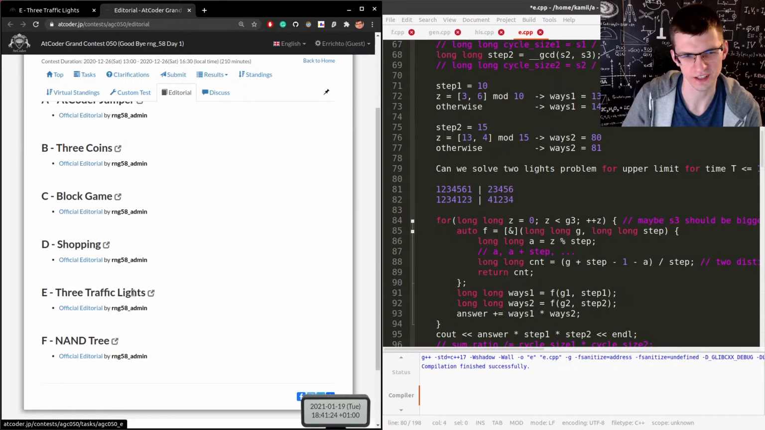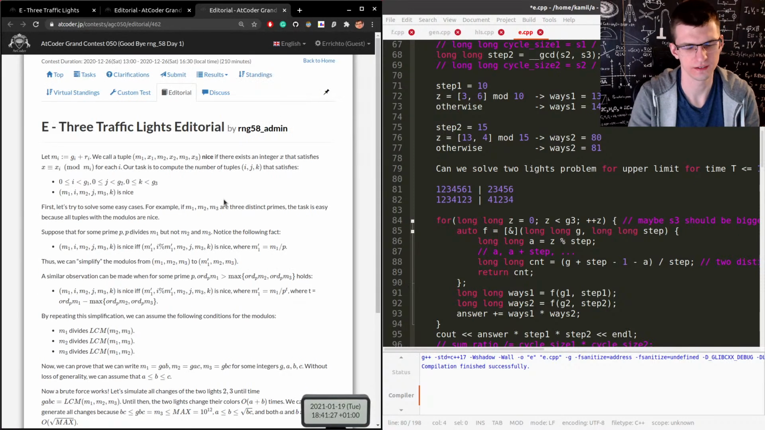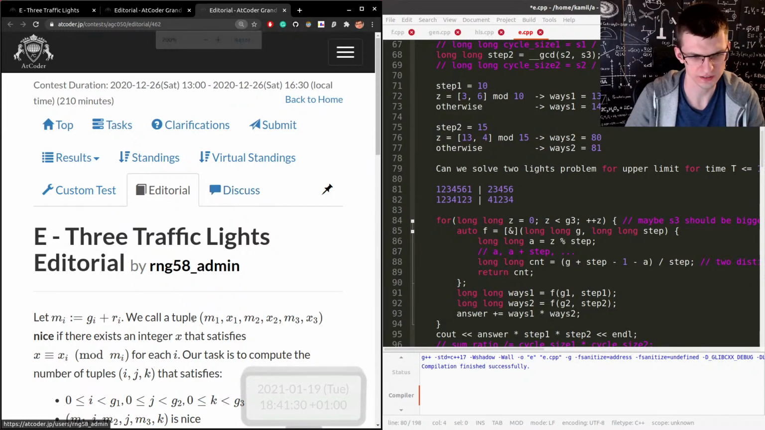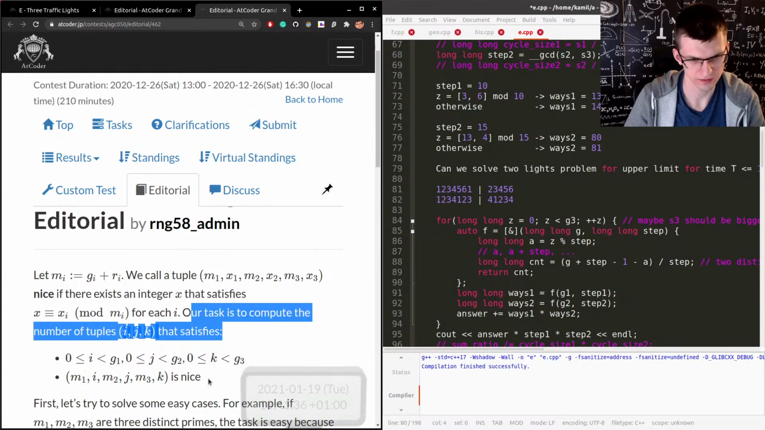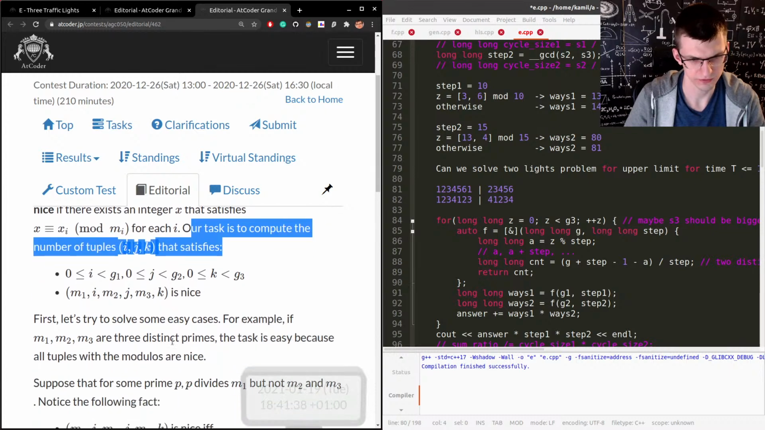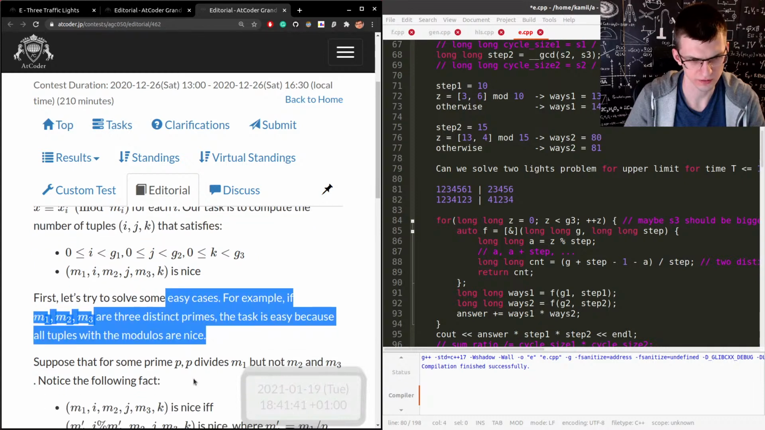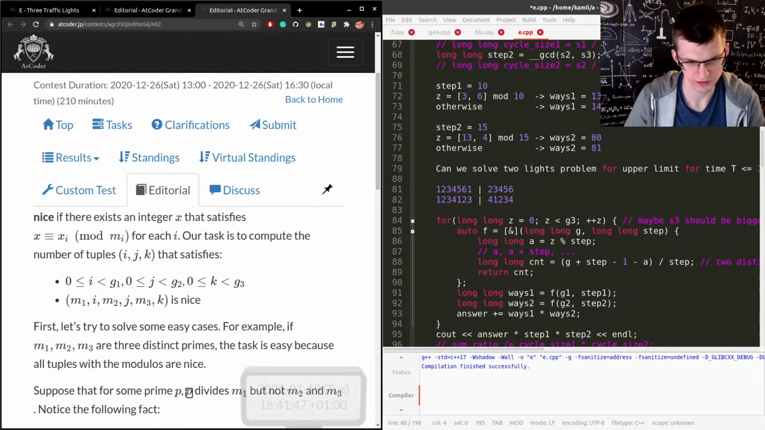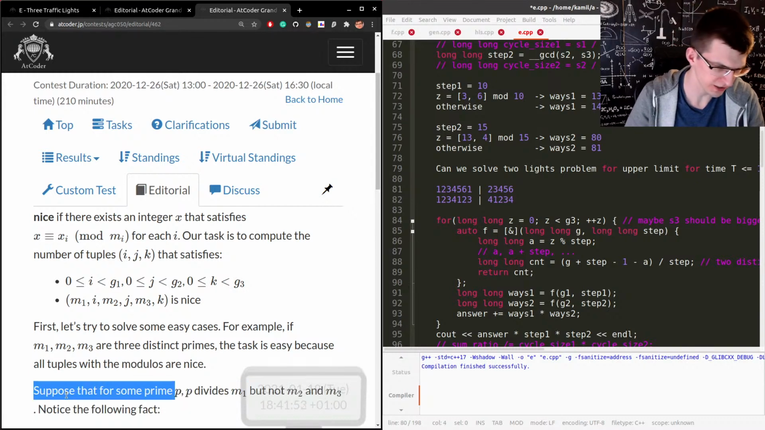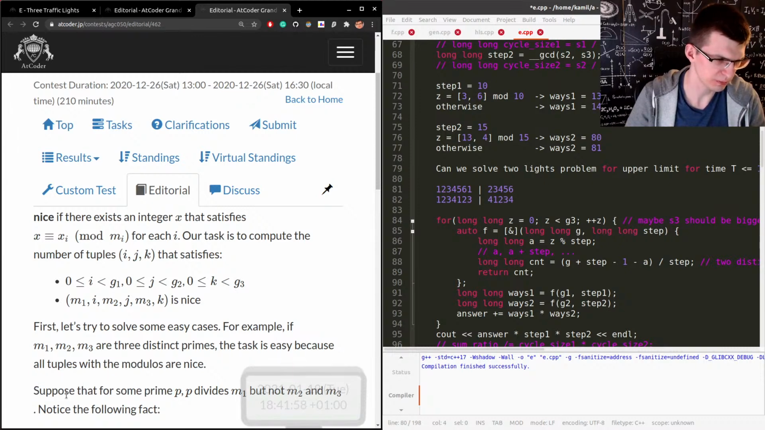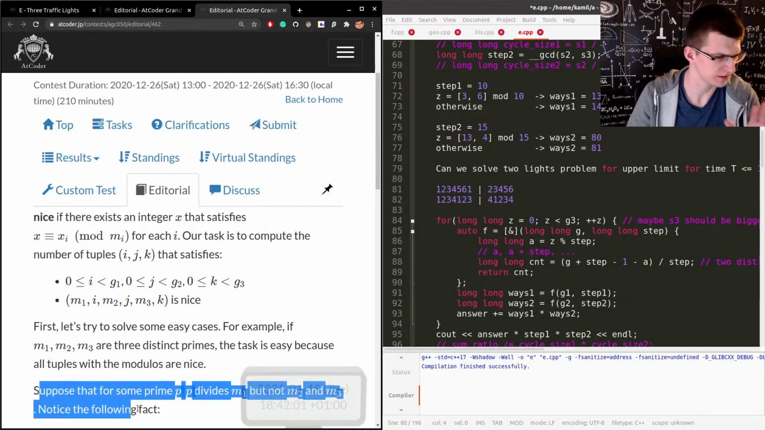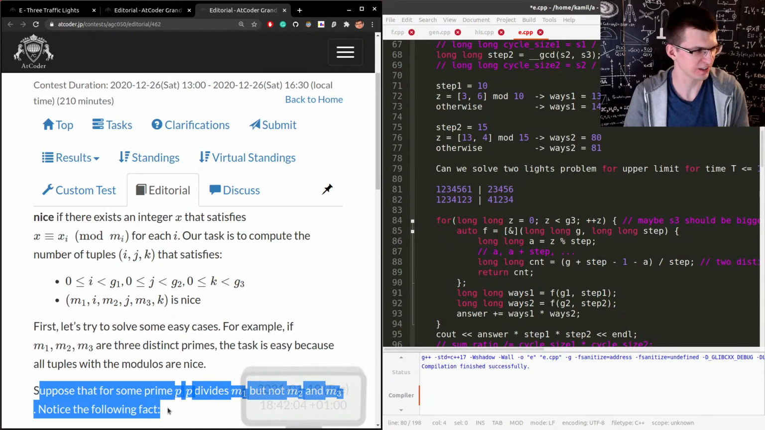All right, first line. Okay, M is cycle size. There is a tuple. Our task is to compute tuples like that. Sure. 3 distinct primes, sure. So, okay, they do something else. For some prime, if P divides M1 but not M2 and M3. Okay, I didn't have anything like that. So maybe the editorial says later something about 2 lights, but I don't know what they want to say, what is the fact.